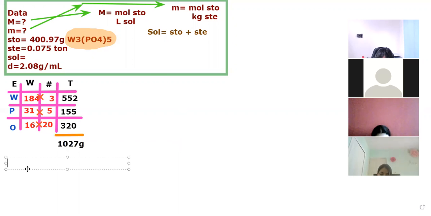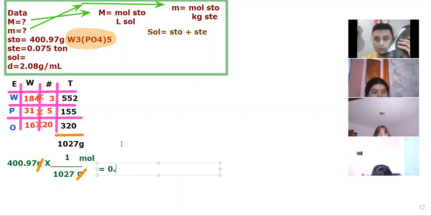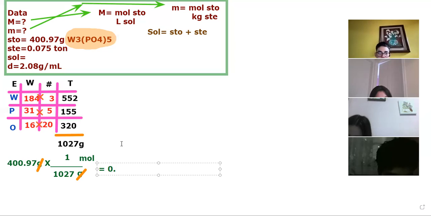That means that we have 400.97 grams times. We are going to convert this into moles. If you have grams up, you're going to copy grams down and mole here. 1 mole is equal to 1027 grams. Before doing the operation, please cancel the common unit, like this and this. And the answer is 0. What? 39, I think. Wait a minute. Just give me a few seconds.